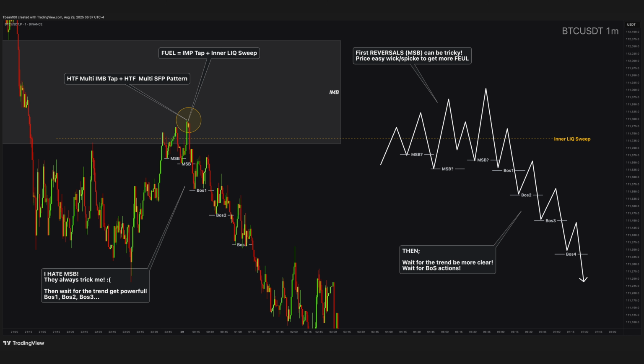Once the trend has started to take shape, you can begin following the new breakoff structures. This is because trading breakouts in a formed trend is generally much easier than trying to catch those first reversal points where the market keeps faking you out.